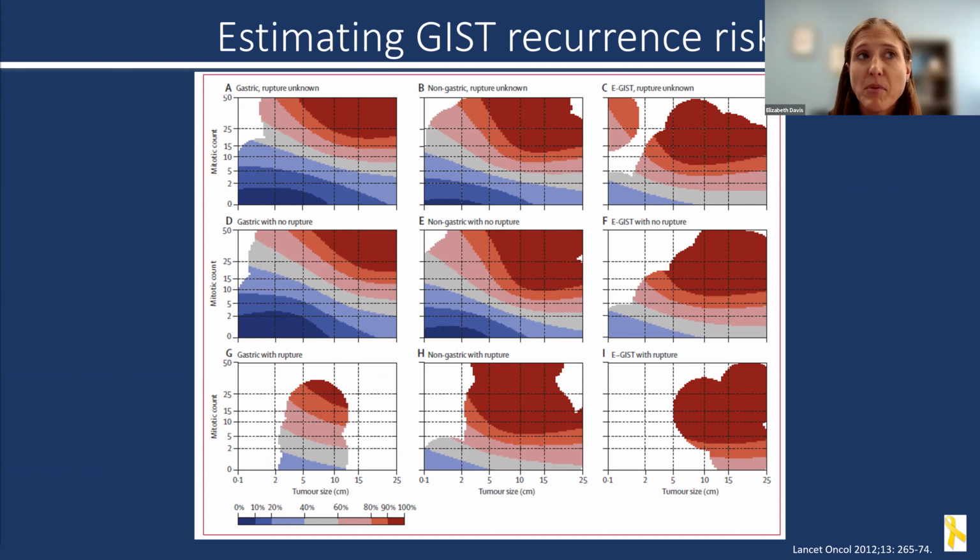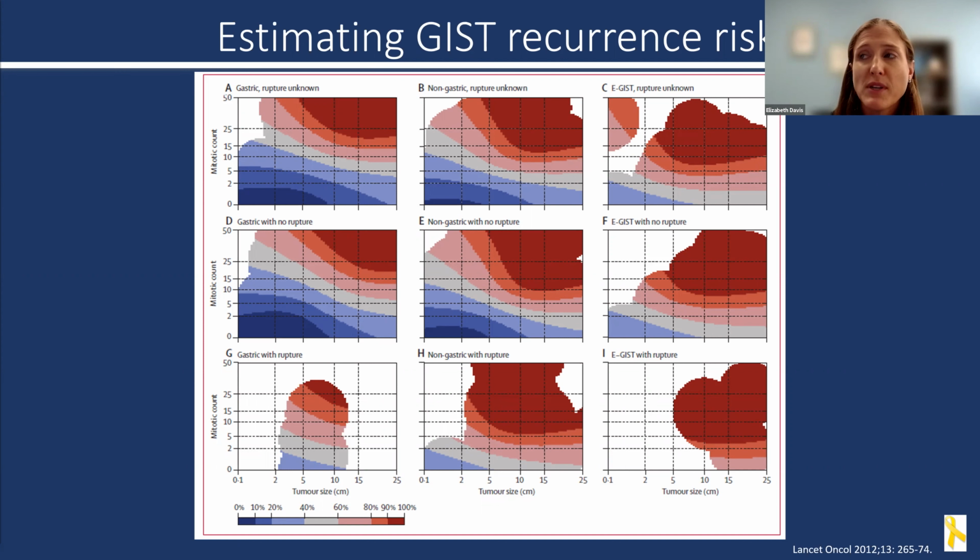If you look on the top row, this is GIST where rupture is unknown. The middle row is GIST with no rupture, and the bottom is GIST that have ruptured. The far left column is those that had a gastric location. The middle column is non-gastric, and the far right is extraintestinal GIST. On the x-axis of this, you have the tumor size from 0 to 25, and on the y-axis, you have mitotic activity from 0 to 50.